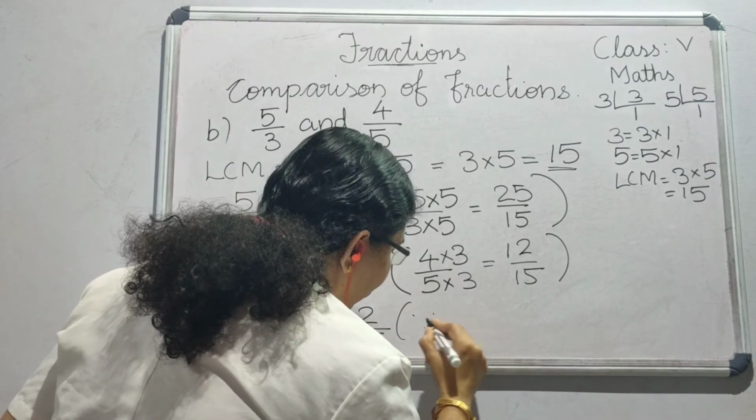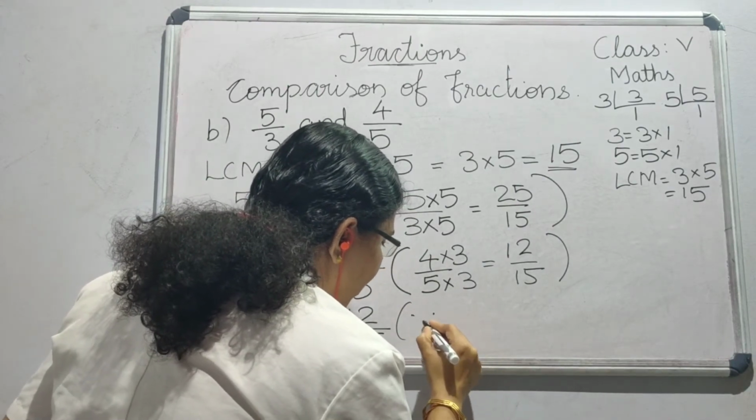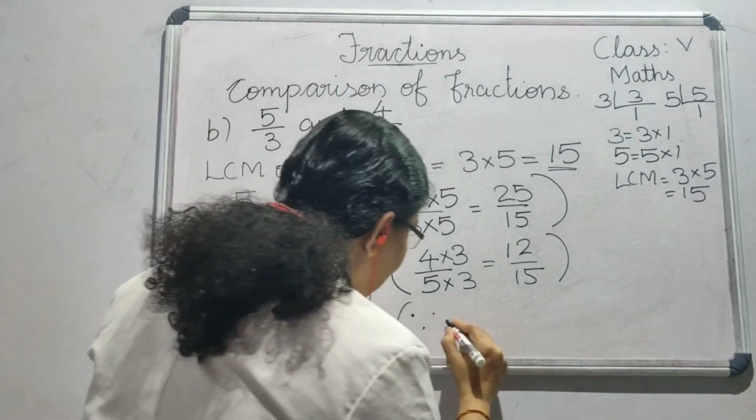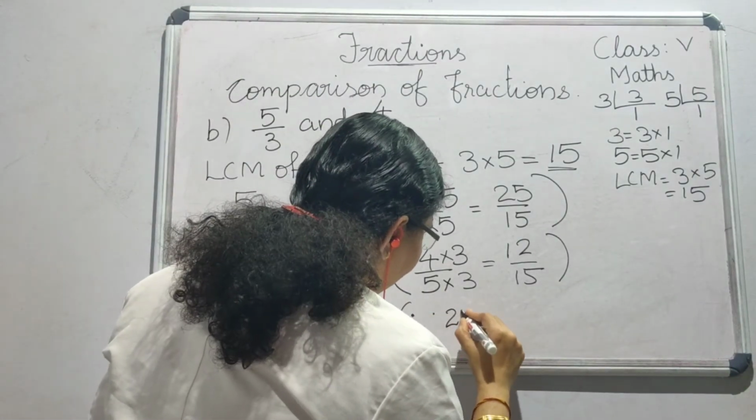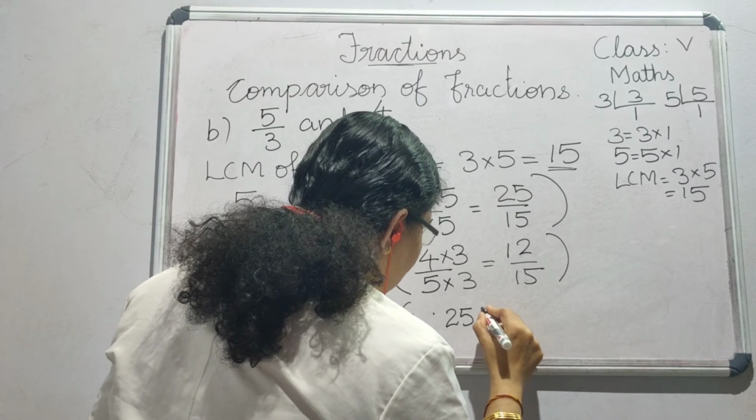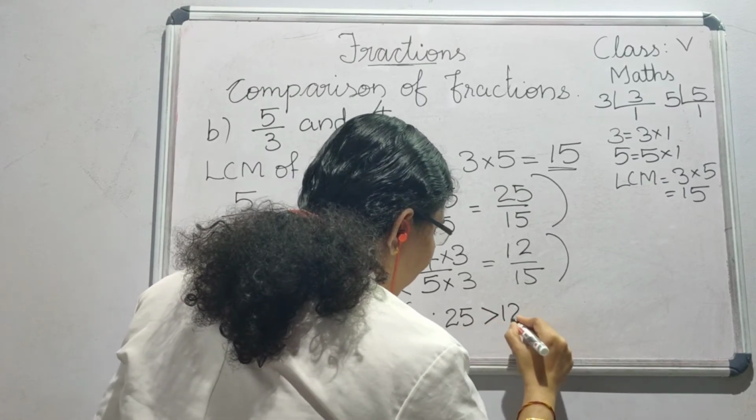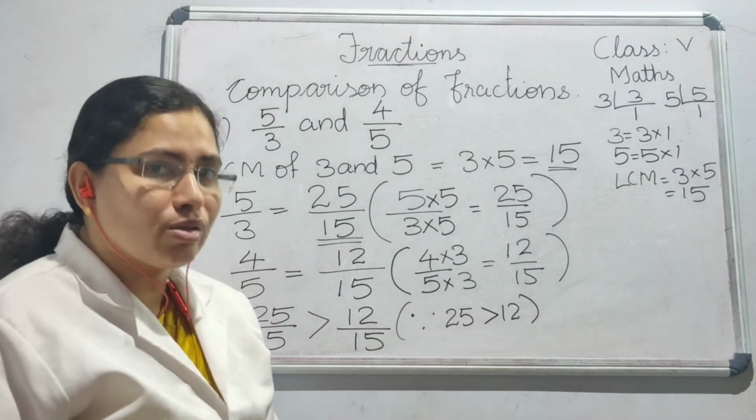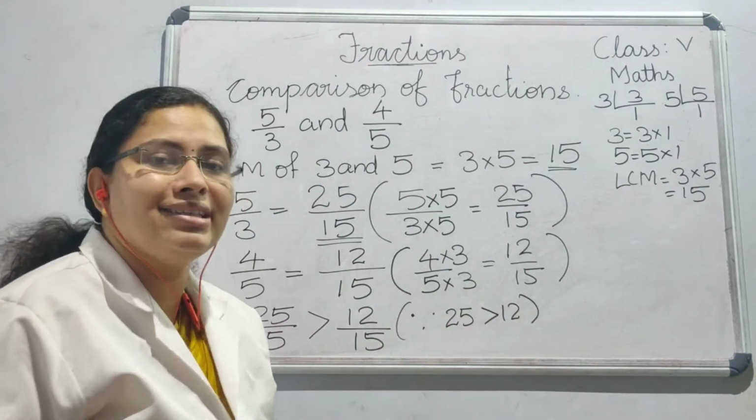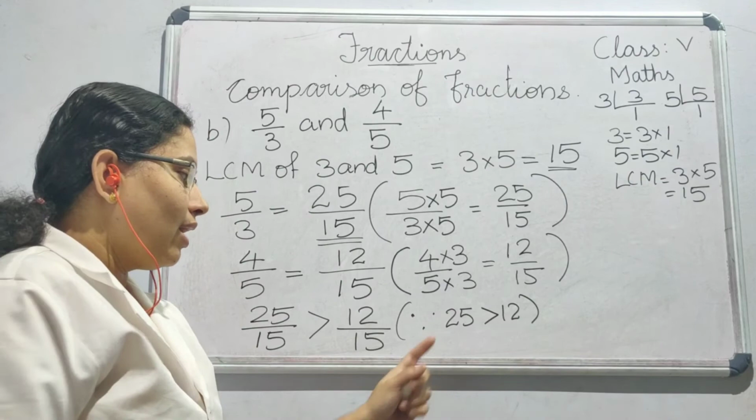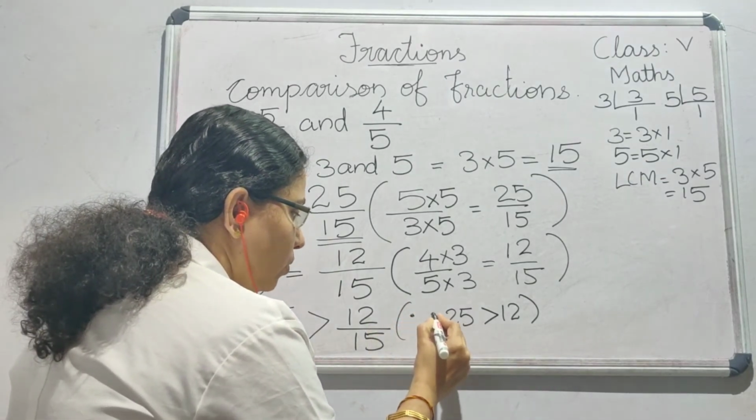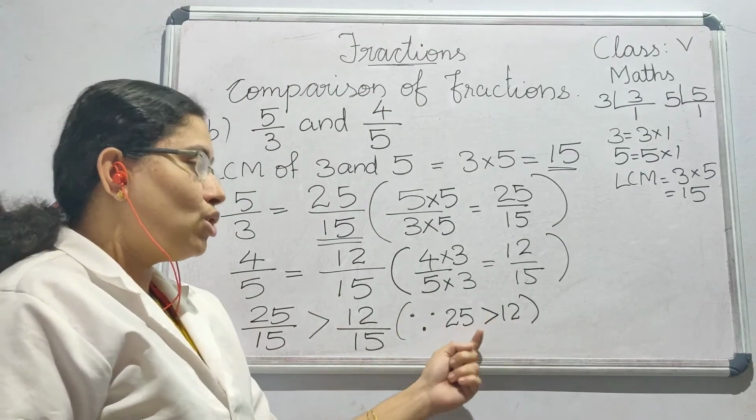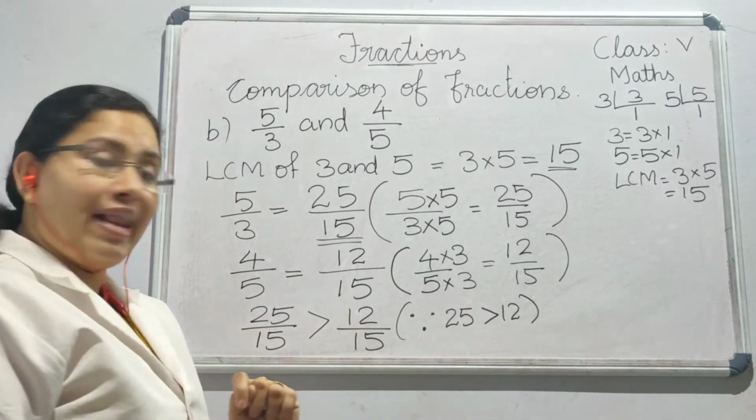If you just put these three dots like that, then it is 'since'. Since 25 is greater than 12. Or you can write 'because' or 'since', or just write these three dots, like this, because 25 is greater than 12.